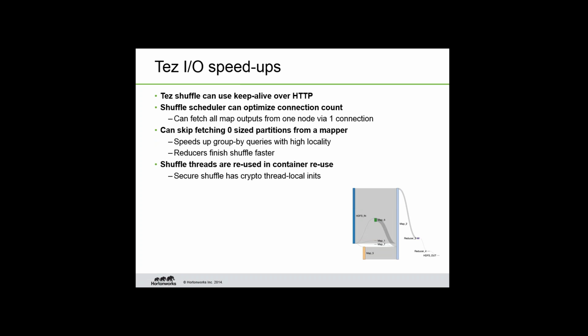Tez shuffle can use keep-alive over HTTP. The shuffle scheduler can optimize the connection count, so it can fetch all the map outputs from one node via one connection, and it can skip fetching zero-size partitions from the mapper. It speeds up group by queries with high locality values, and reducers finish the shuffles much faster. Shuffle threads are reused in the container to emphasize the reuse principle, so that the user can secure the shuffle, which has crypto thread-local units.